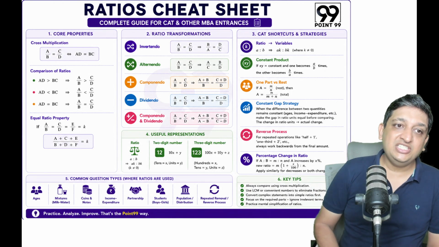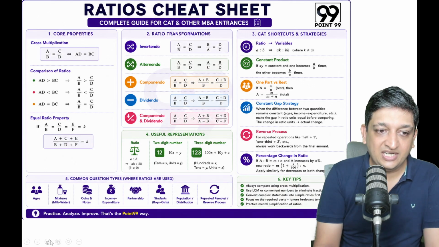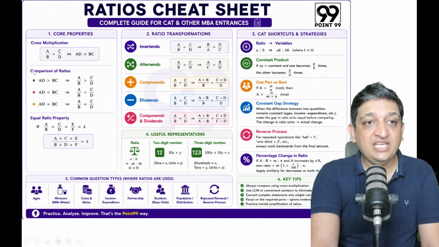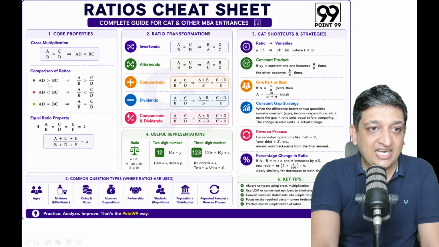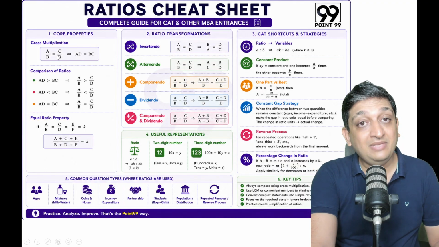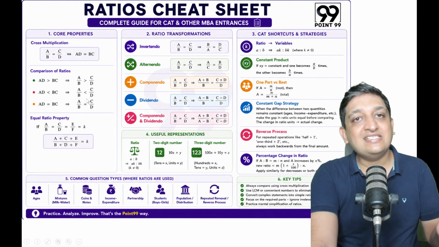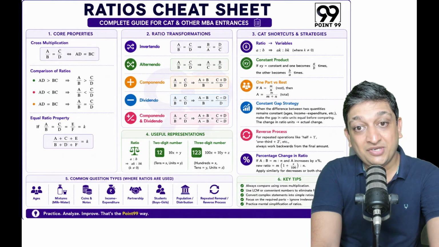Now in terms of the cheat sheet, you are going to have these properties that are there. So the core properties are fairly straightforward. You are basically looking at properties that include A by B equals C by D, implying that A into D equals C into B. Also, if you look at the comparison of ratios, if AD is greater than BC, if the product of the extremes is greater than the product of the means, that is what they are called, then we can say that the first ratio is greater than the second ratio. If not, then the first is less than the second ratio. And if they are equal, then as we saw earlier, they are going to be equal ratios.